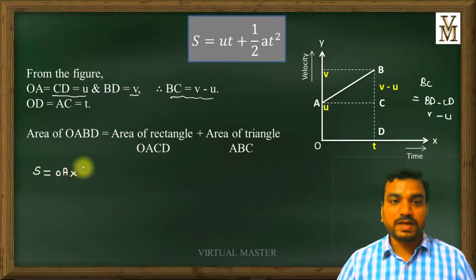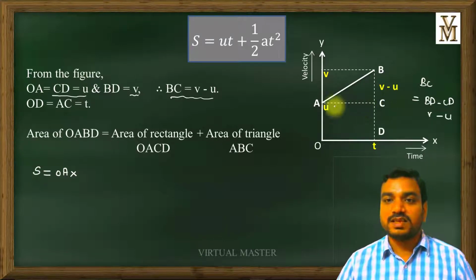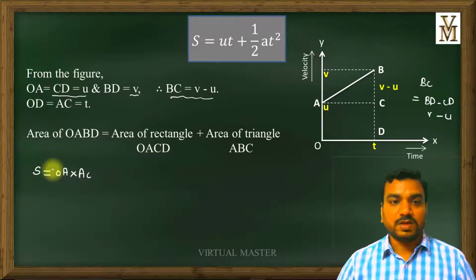And what will be the breadth here? Breadth is AC, isn't it? The breadth of the rectangle OACD will be equal to AC. I can write it as AC. This is nothing but the area of the rectangle OACD plus the area of triangle ABC.